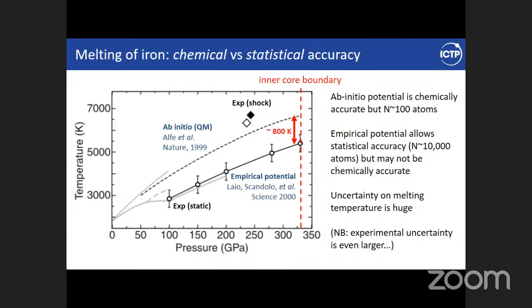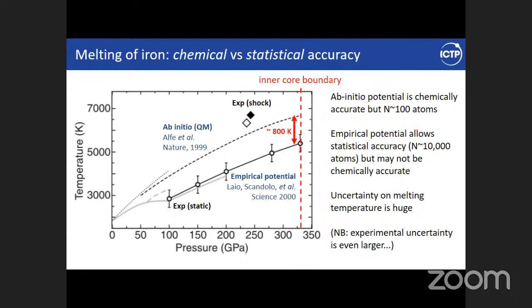Vice versa, we did some simulations which were not based on ab initio methods, but were based on what we hoped were sophisticated classical potentials for iron, not based on quantum mechanics. And this is what we got at the time. As you can see, ab initio is chemically accurate but lacks statistical accuracy. Classical potentials allow statistical accuracy because you can go up to 10,000, 100,000 particles, but they're not chemically accurate. As a result, you have a discrepancy in the two theories, and an uncertainty of about 800 Kelvin in the determination of melting.